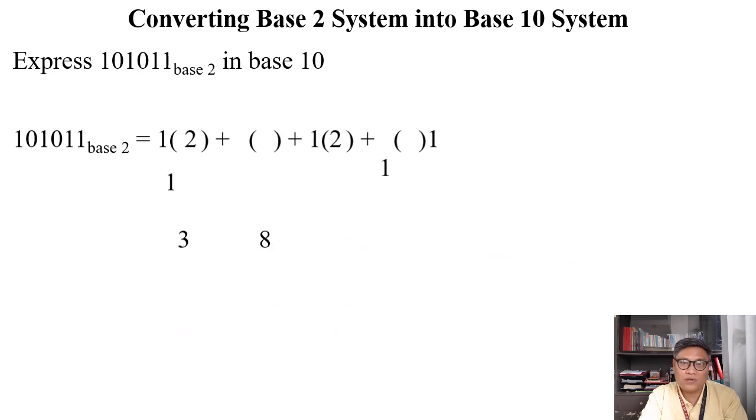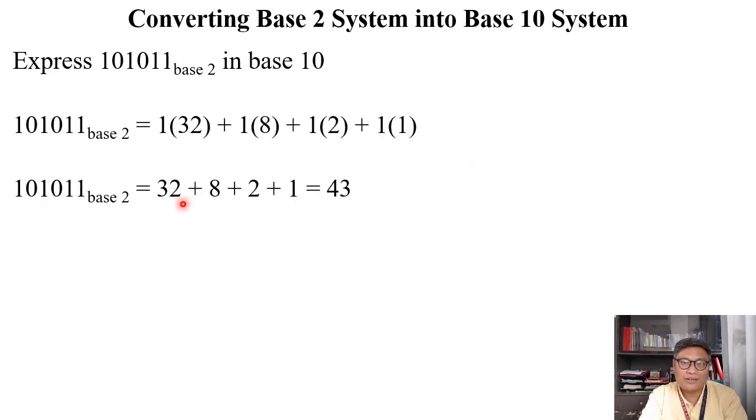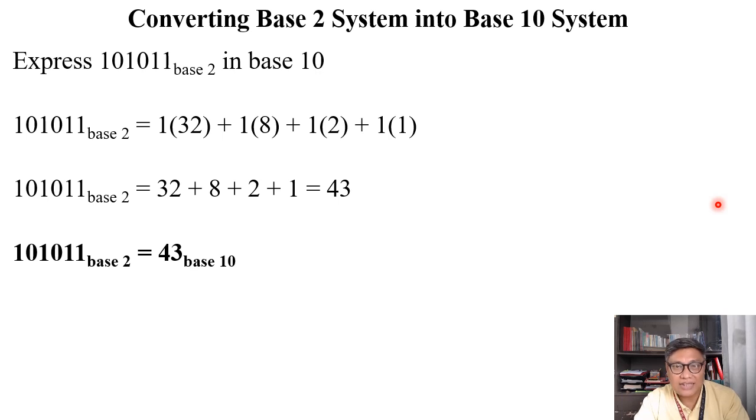Then all you have to do is add them. So 32 plus 8 plus 2 plus 1 is equal to 43. So therefore, 101011 base 2 is the same as 43 base 10. Okay, so it is easy because all you have to do is first see how many digits there are, then that will determine the maximum exponent. So we have 6 digits, so 6 minus 1 is 5. So our highest exponent will be 2 raised to 5.